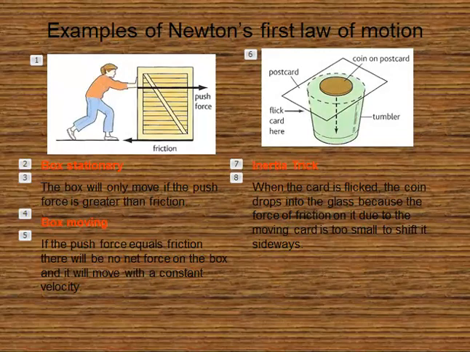So the box will only move if the push force is greater than the frictional force. So you have to overcome the frictional force for the object to move. In the second diagram there, when the cardboard is flicked, the coin drops into the glass because the force of friction on it due to the moving card is too small to shift it sideways. If the push force equals the frictional force, there will be no net force on the box and it will move with a constant velocity.